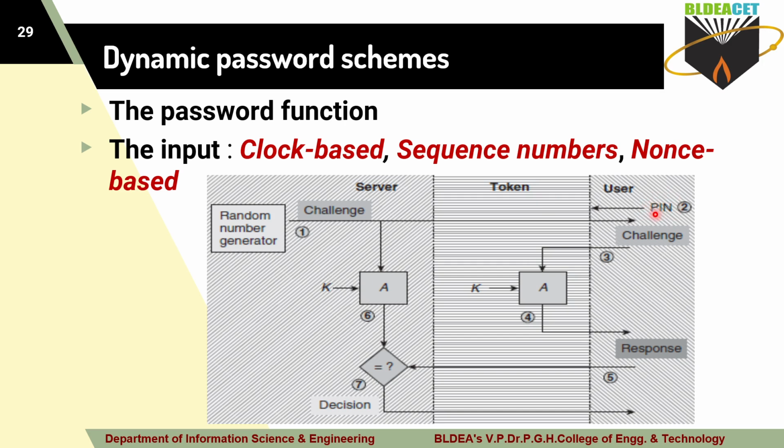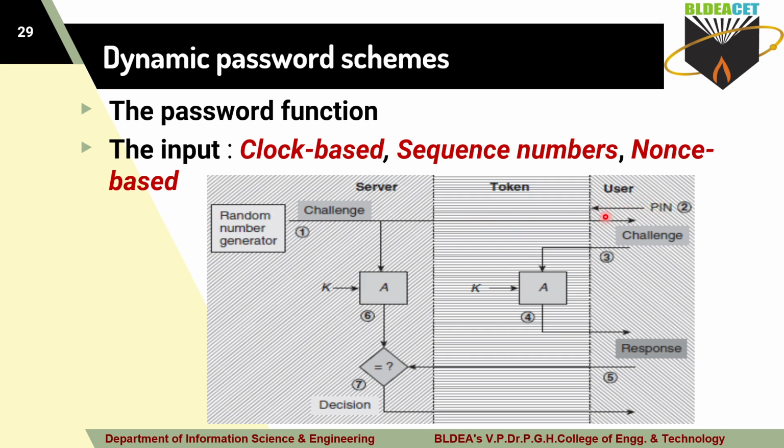As I told earlier, what is the difference between a smart card and a smart token? In the smart token you are using the password function here. So the PIN you enter is your password, and that PIN is converted by a function. With the help of that password function it converts the PIN into a ciphertext, and that ciphertext is transferred to the server here.